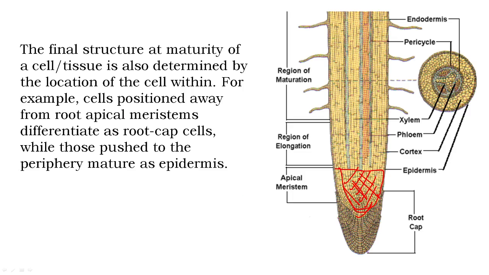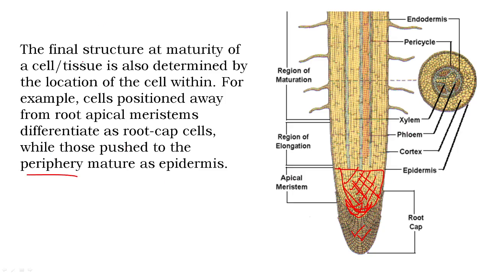The cells which are positioned away from the root apical meristems, so root cap cells. And those which are pushed to the periphery, those which are pushed to the periphery, it becomes epidermal cells or epidermis.